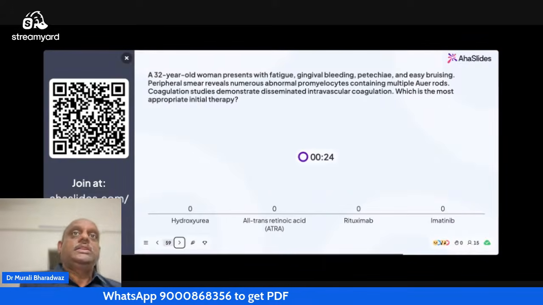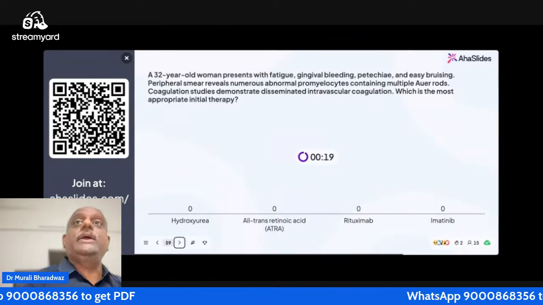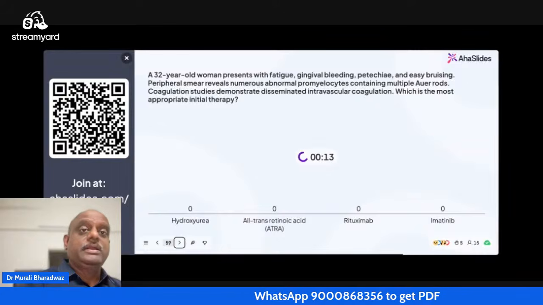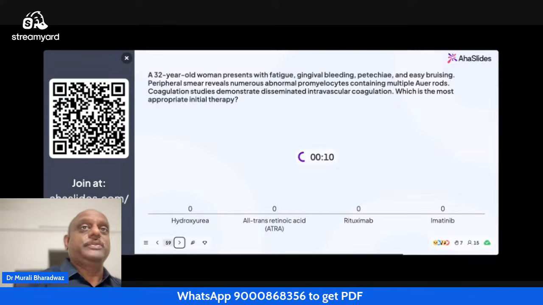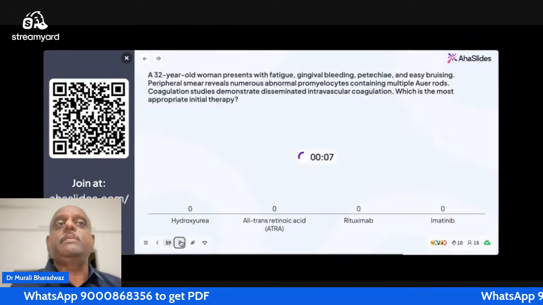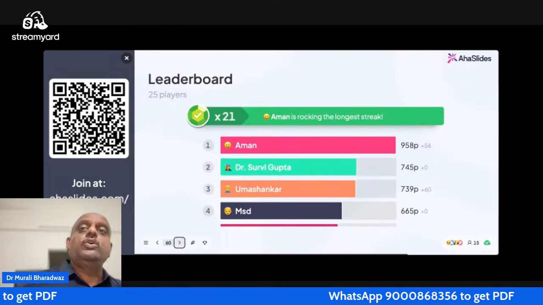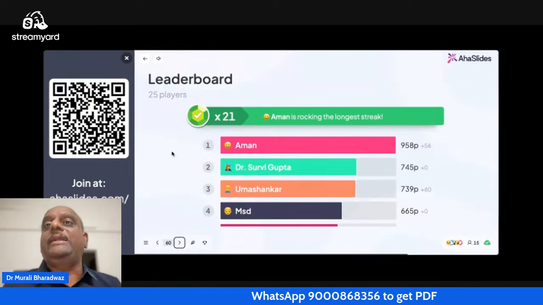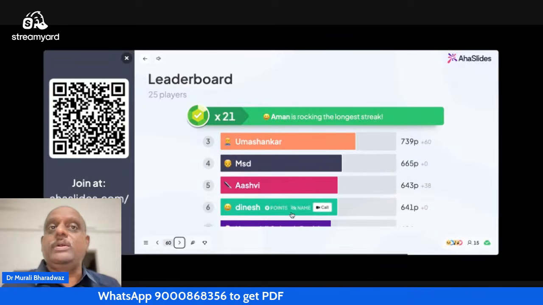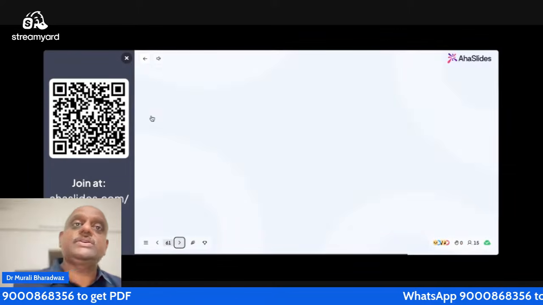Now, 30-year-old with fatigue, gingival bleeding, petechiae, abnormal promyelocytes, multiple Auer rods, disseminated intravascular coagulation. Typically, in which condition do you get the DIC as a complication in AML? And what is your treatment? So, it is the acute promyelocytic leukemia where the ATRA therapy is given. So, Uma Shankar, I'm very proud. Ashvi also is right. Sainath is right. Excellent, doctor.